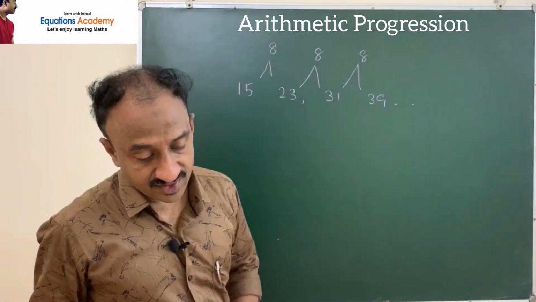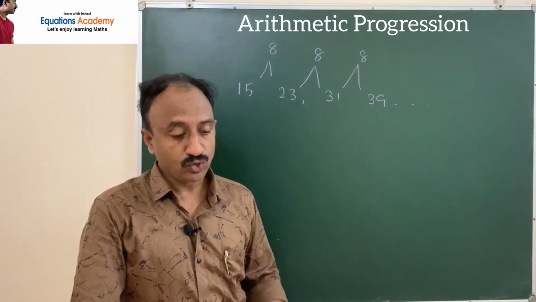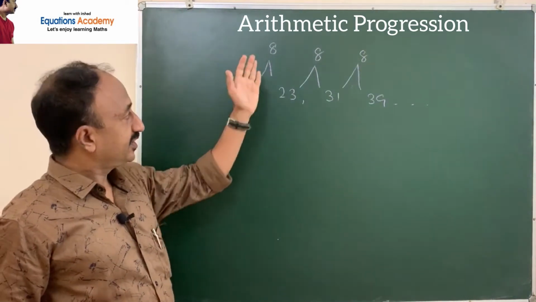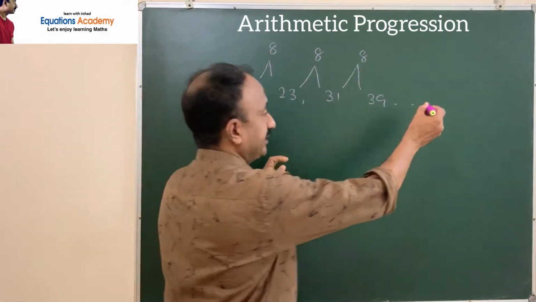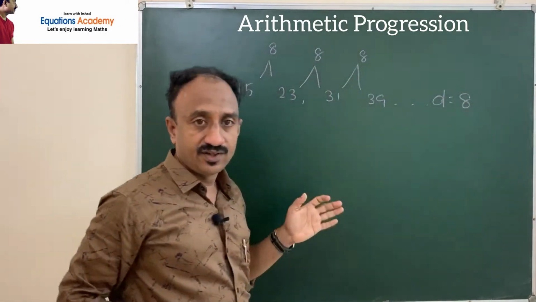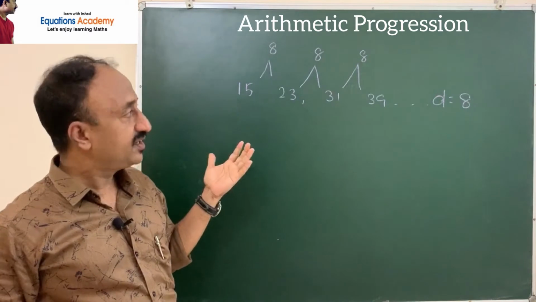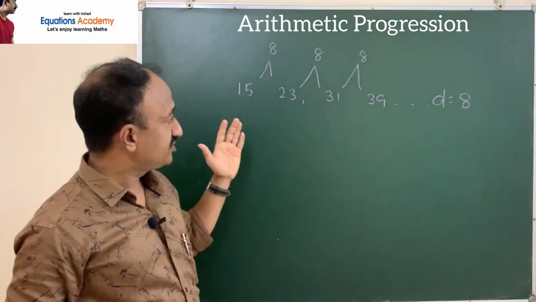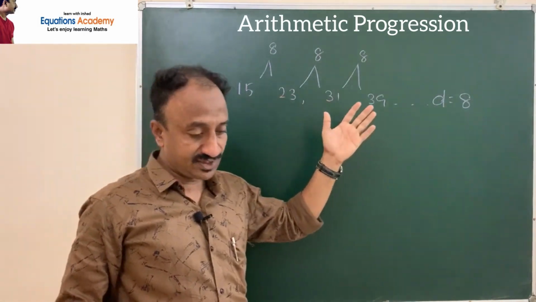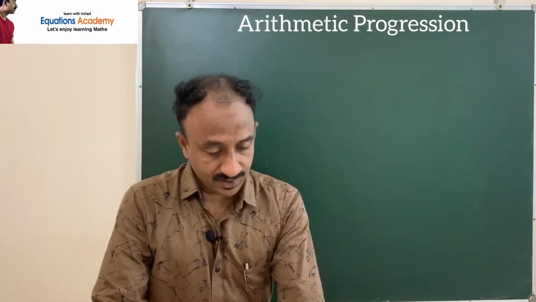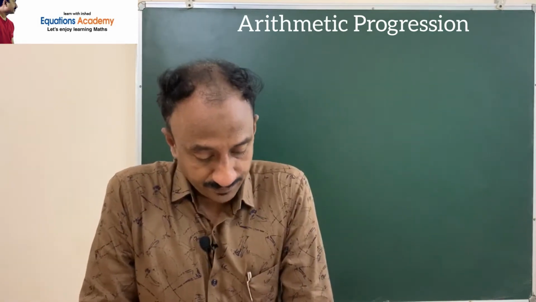The question is whether it is an AP or not. Of course, this is an AP because the common difference is 8, and the sequence is 15, 23, 31, 39. So it's an AP. That is the first question. Let's go to the second question.